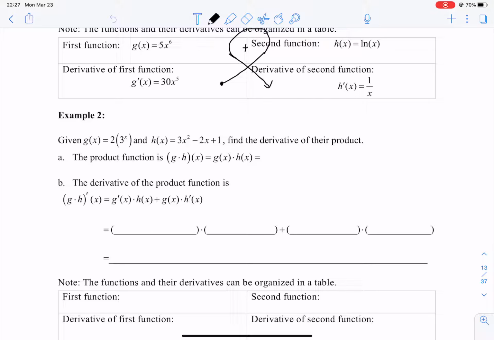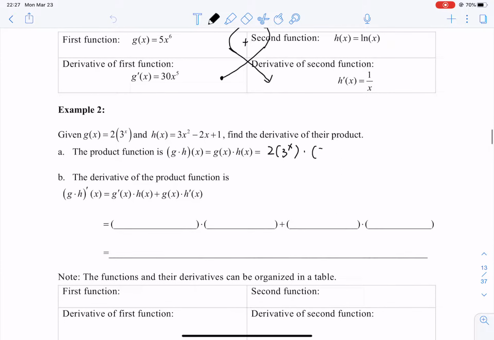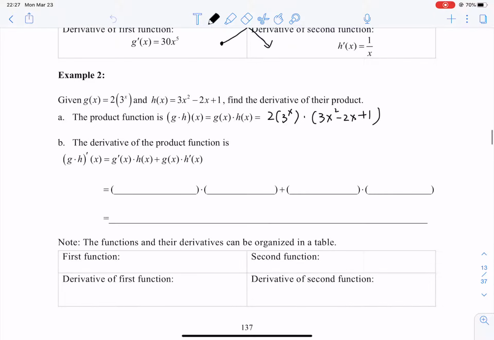g of x is just 2 multiplied by 3 to the x power. h of x is just 3x squared minus 2x plus 1. Then we just follow the formula. g prime of x, this is our g of x, and this is our h of x. So first we take the derivative of g of x.